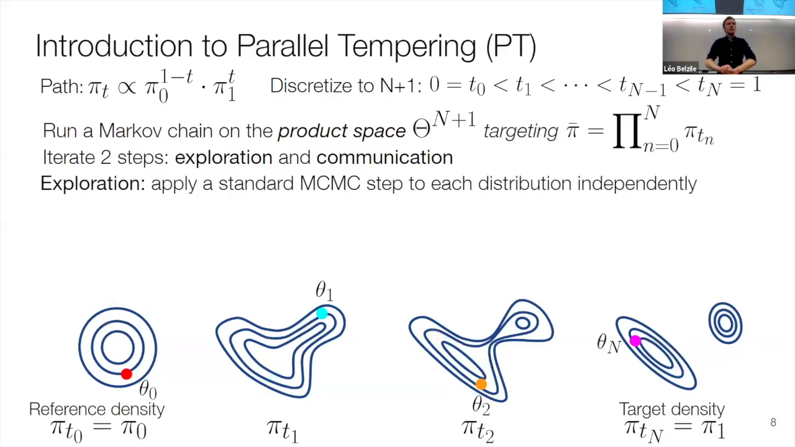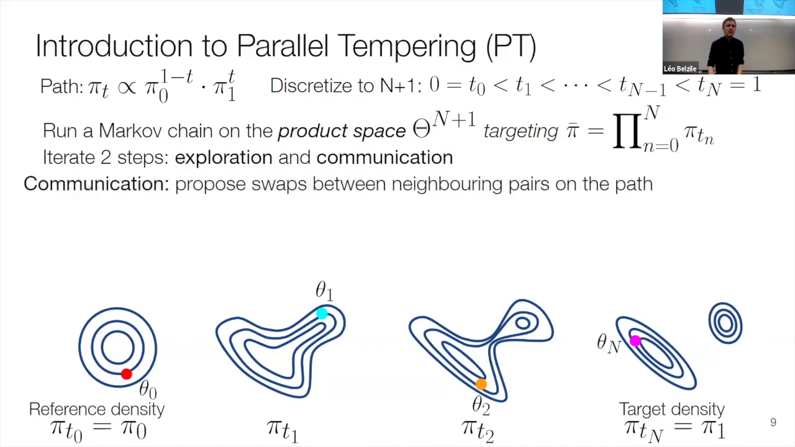Something worth mentioning is that because each of these MCMC algorithms is designed so that its individual pi tn is the target, then this obviously is invariant for the big joint distribution, right? I have independent draws, I perturb them by all these Markov chain kernels, I still have independent draws. So this is the less interesting step of parallel tempering. The next step is communication. This is the more interesting step.